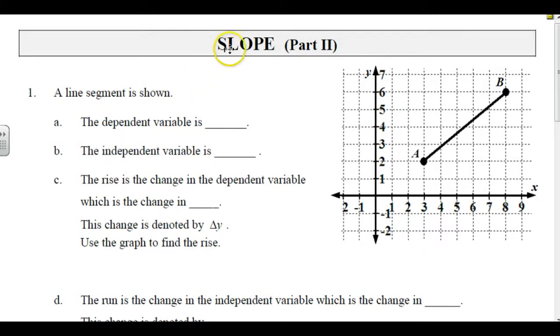Alright, back to linear functions. Slope, part 2. A line segment is shown, or segment, because it has endpoints. Okay, so in this case, not a line, which has arrows. The dependent variable is y.